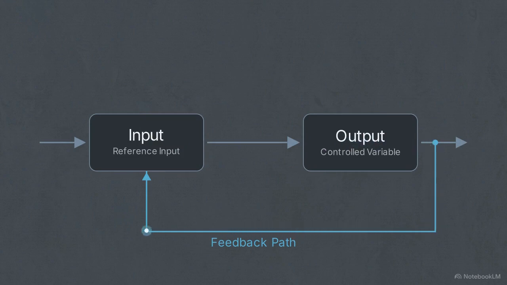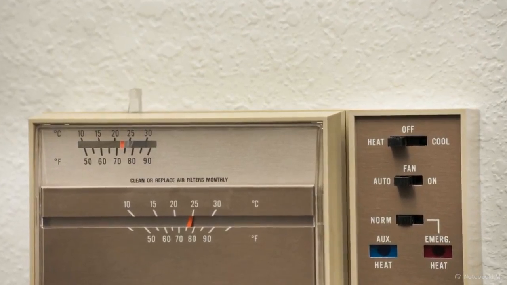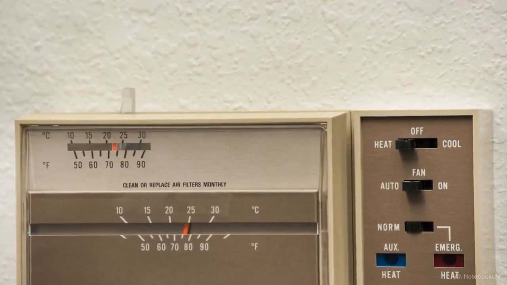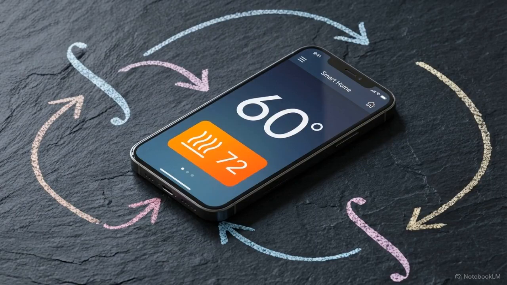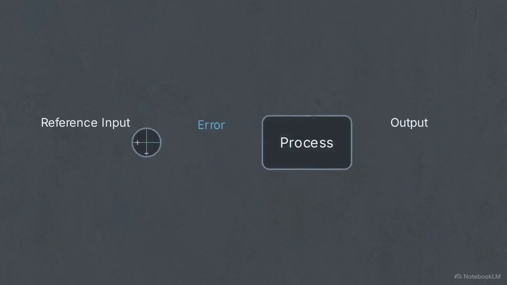and the actual output. Unlike the toaster, a home thermostat does not run blindly. It constantly monitors the current temperature. If the room is too cold, the heater engages. The system continuously measures the actual output against your exact target. This process relies on measuring the error, the mathematical difference between what you want and what you actually have, and taking immediate corrective action to reduce that gap.